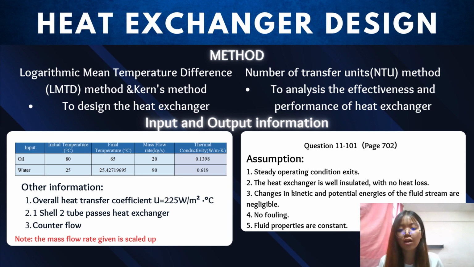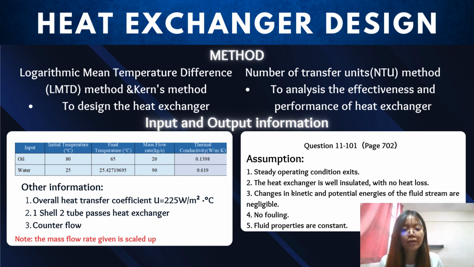The first one is the overall heat transfer coefficient, which is U equal to 225 watt per meter square per degree Celsius. And our heat exchanger will be a one shell, two tube pass heat exchanger, and the flow is counter flow. For your information, the mass flow rate given is scaled up because the mass flow rate given by the question is too small, which is around just 2 kilograms per second. So we scaled it up.